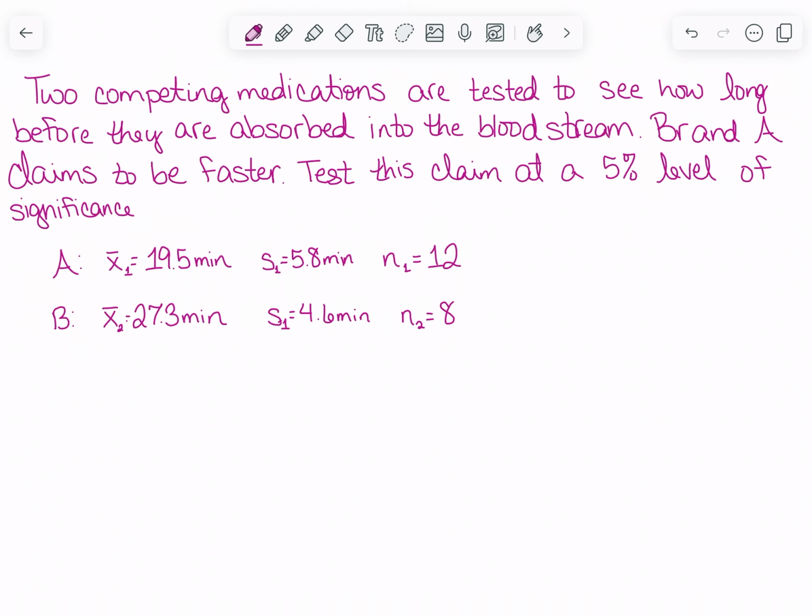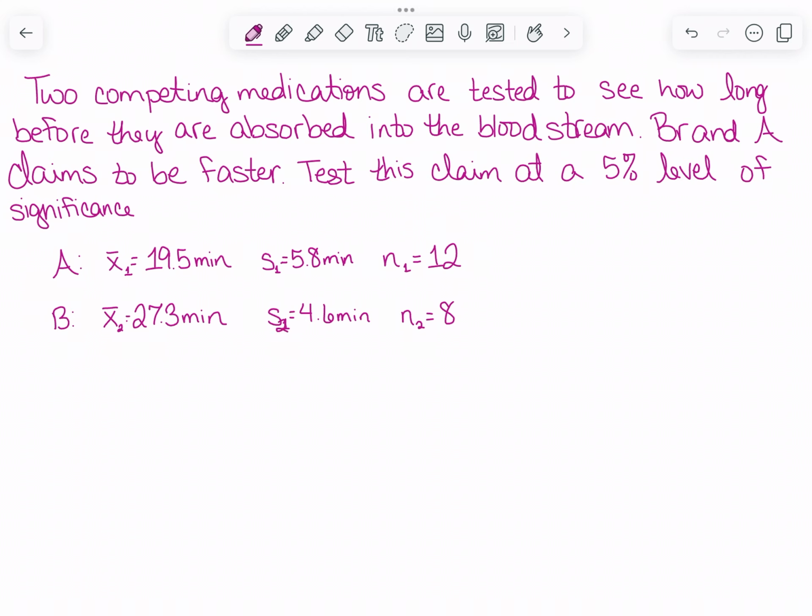Let's suppose we have two competing medications that are tested to see how long before they are absorbed into the bloodstream. And in this case, brand A is claiming to be faster. We want to test this claim at a 5% level of significance. And we have our data for our sample means, standard deviations, and sample sizes. That should be a 2.